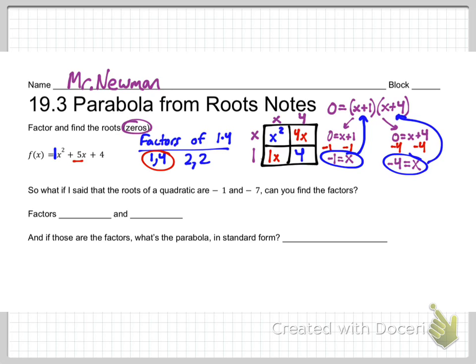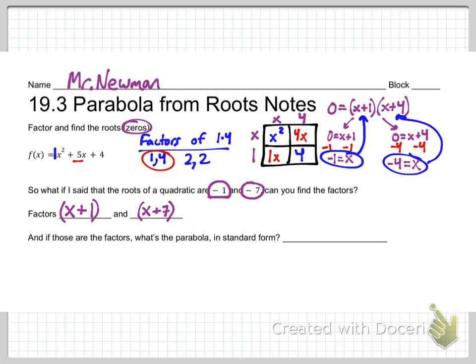What if I said the roots of a quadratic are negative 1 and negative 7? You would tell me the factors are x plus 1 because of the negative 1 and x plus 7 because of the negative 7. Do you see why they're the opposite? They're the opposite because you have to solve the equation of that equals 0. Now, if those are the factors, what's the equation for the parabola?